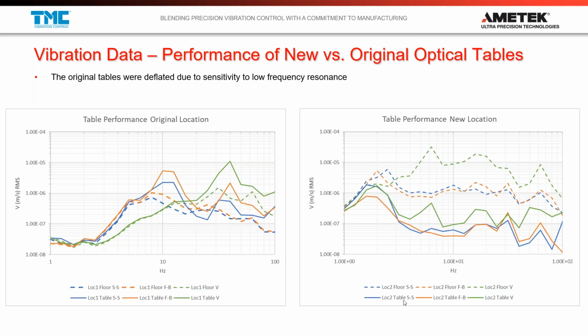But at the new location where we have the actively canceled tables, we're seeing some really good performance. Here's the original floor data. There's that resonant frequency we talked about in the new location. And then here's the tabletop data with the active cancellation system. It knocks it down, sometimes almost 10 times at this low frequency, and then really good high frequency performance.